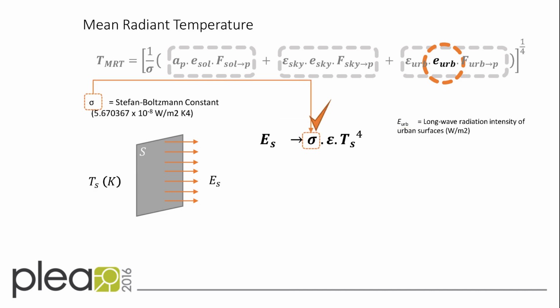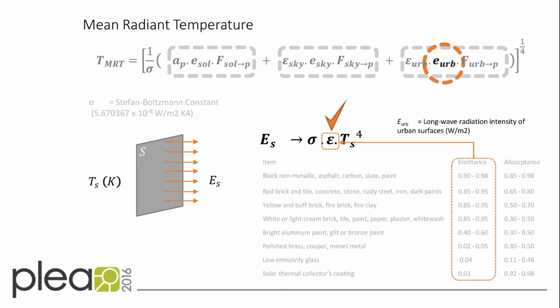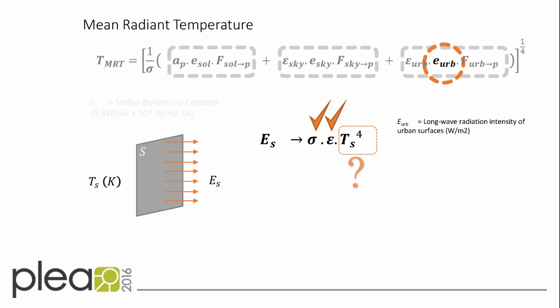First is the Boltzmann constant. Second is the emissivity from materials properties. And the last is the surface temperature.